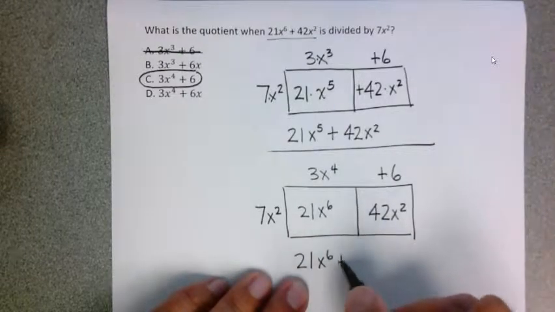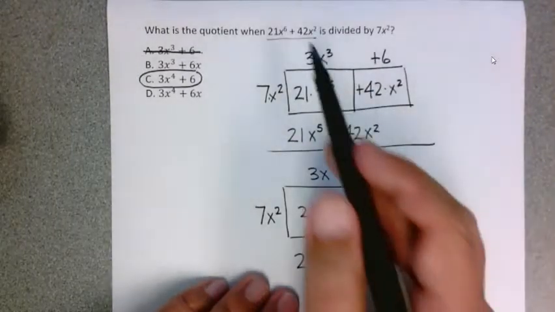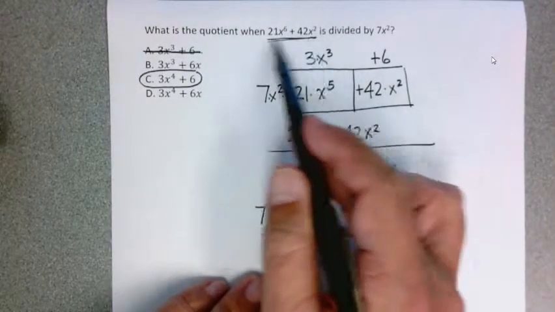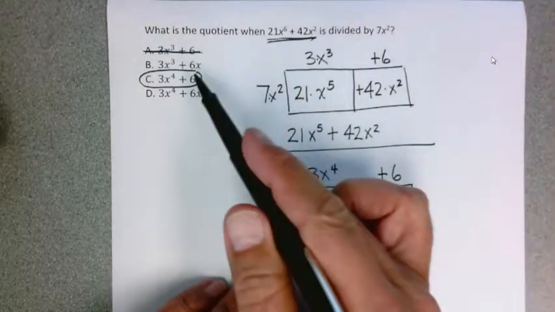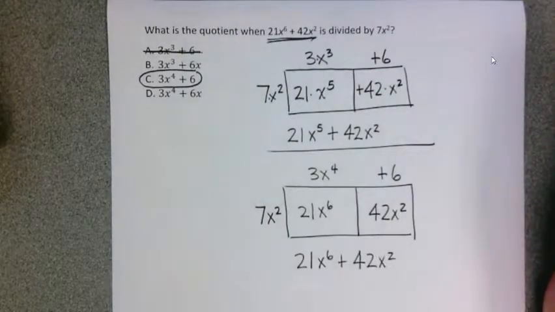And when I do so, I find that this matches the original dividend I was given in the original problem statement, and therefore showing that answer C is indeed the correct answer in this case.